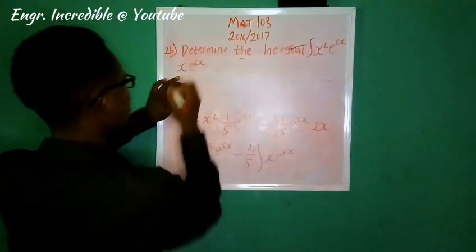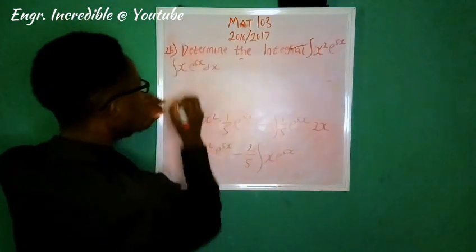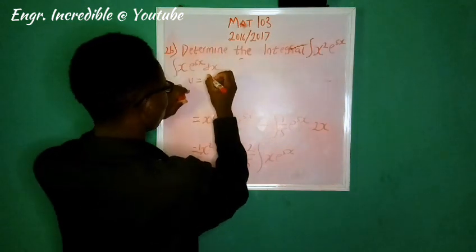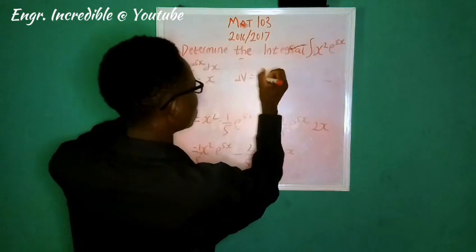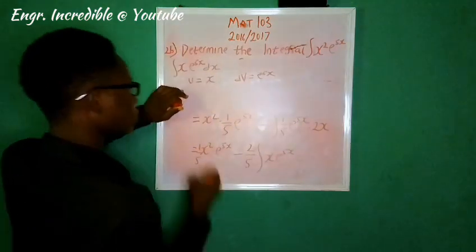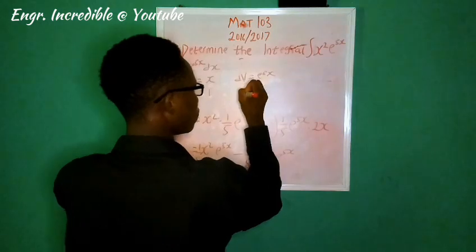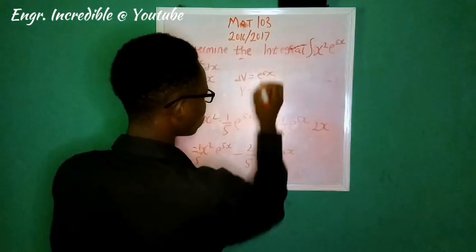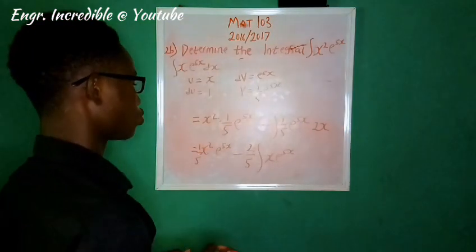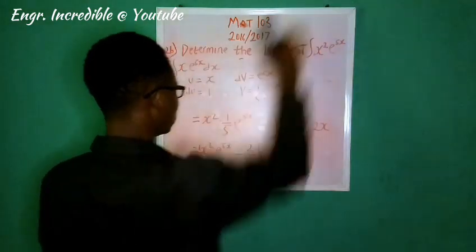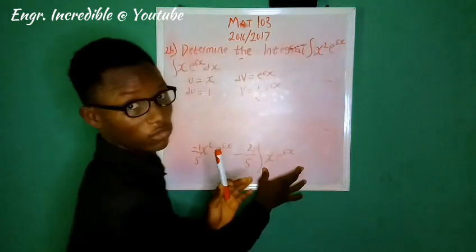So for us to integrate this dx, this will be u and this will be dv. We'll put our u as u is equals to x, and our dv is equals to e raised to power 5x. And our du here is equals to 1, then our v is equal to 1 over 5 times e raised to power 5x. So from here we can continue to integrate this part of the equation.